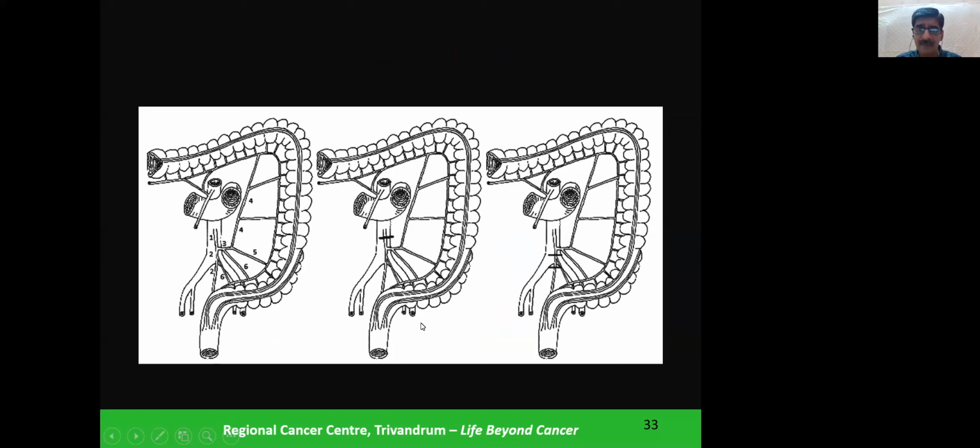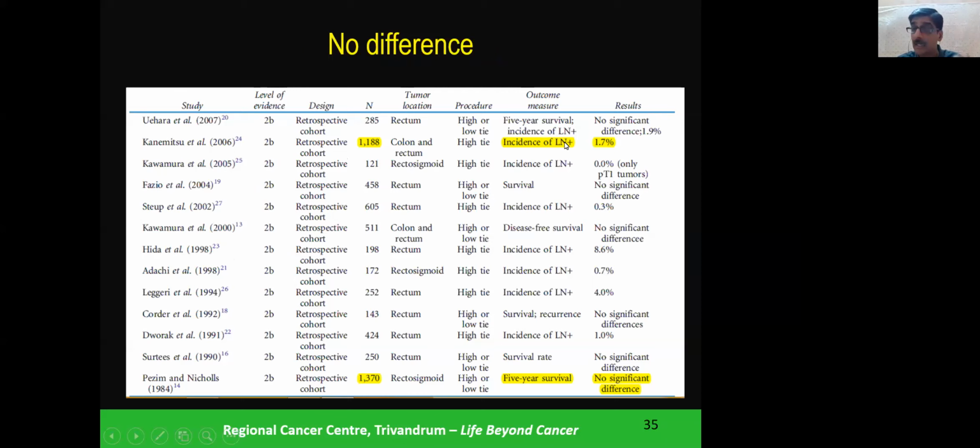This has been analyzed in several studies, and this is a critical review which says that there is no need for high ligation for oncological reasons, because the incidence of lymph nodes at the root of the mesentery in a rectal cancer is just about 1.7%, and there is no difference in the 5-year survival. There are 1,370 patients, not a small number. This has not been evaluated in a randomized way, but all these are retrospective studies. But there are two studies with a significant number of patients, 1,188 and 1,370. The data from those studies is that high ligation is not needed for oncological reasons, because the incidence of nodal spread is negligible and it doesn't have an impact on survival.